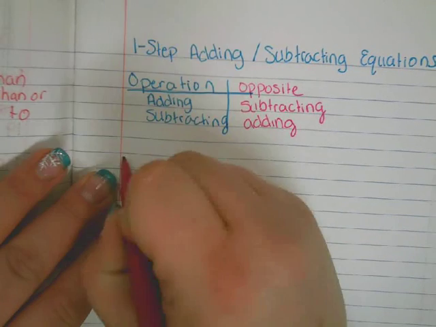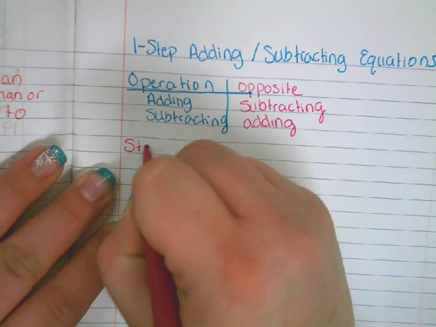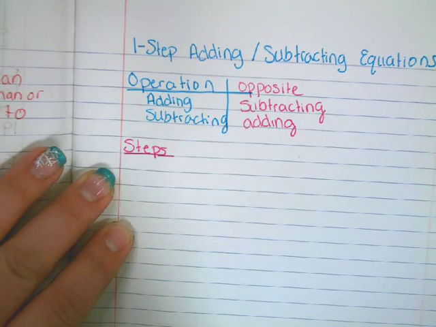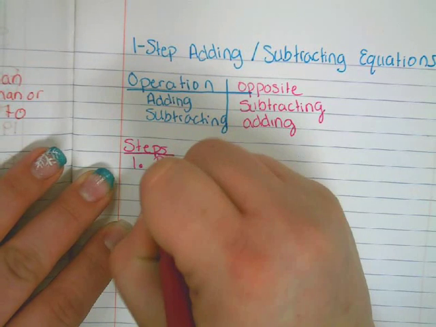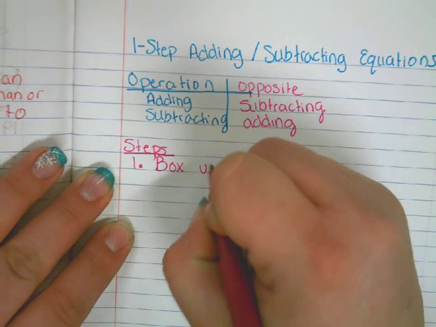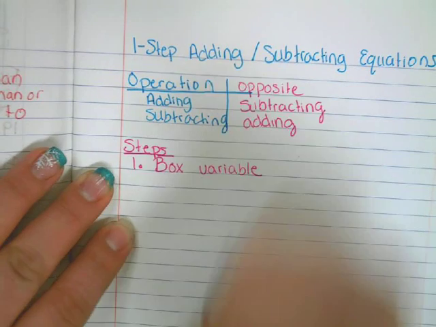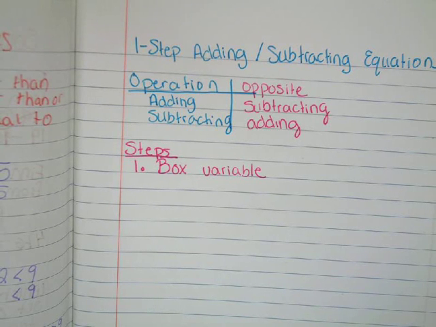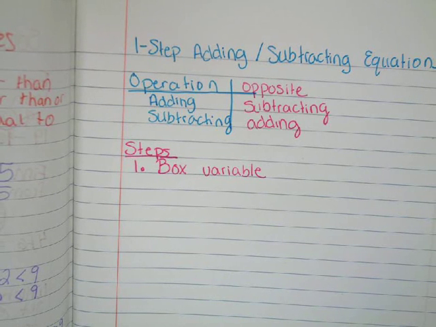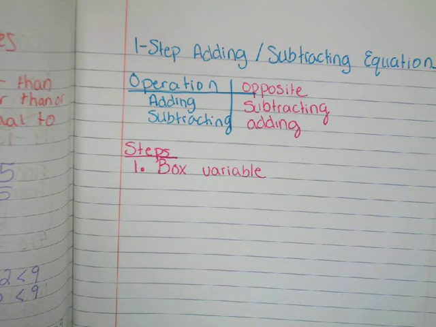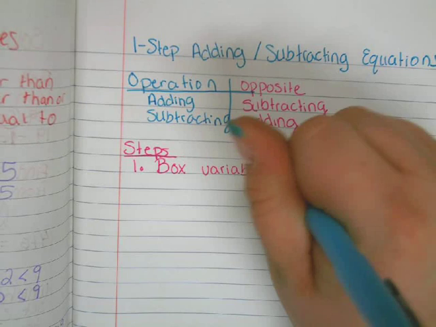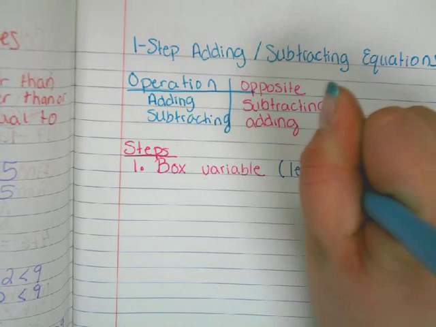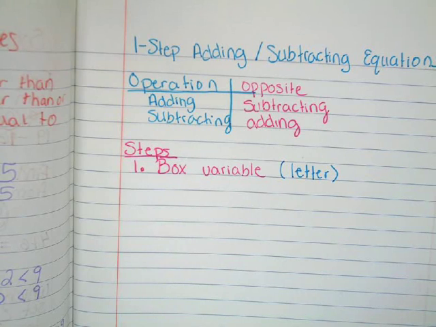So let's look at what steps you need. The first thing you're going to do is box the variable. What's a variable? Look in the equations that we did in board math. What do you think the variable is? N? The letter. So you're going to draw a box around your letter. It's your first step.